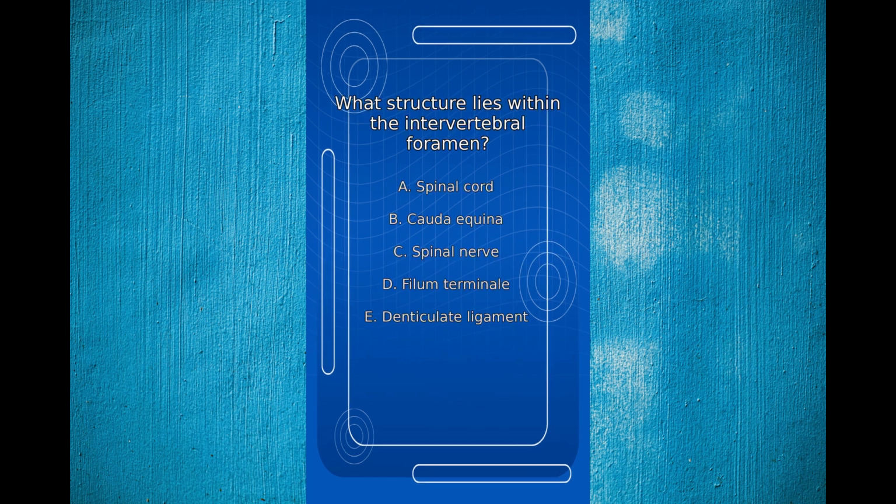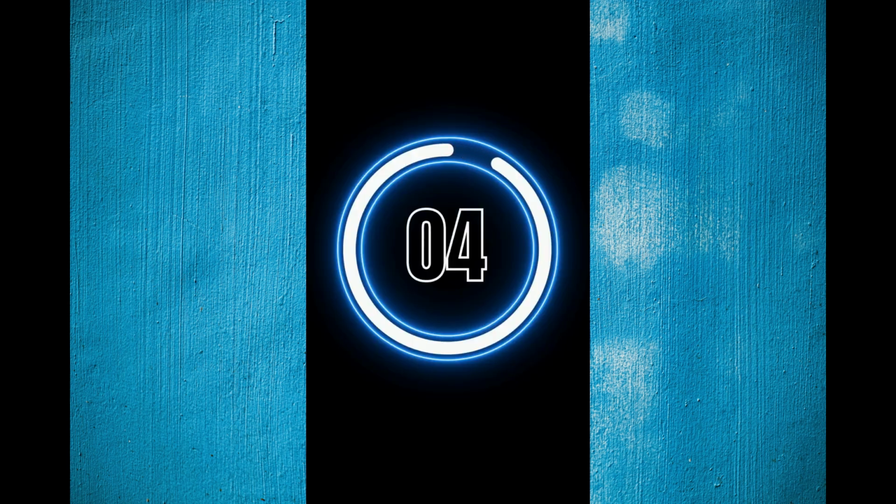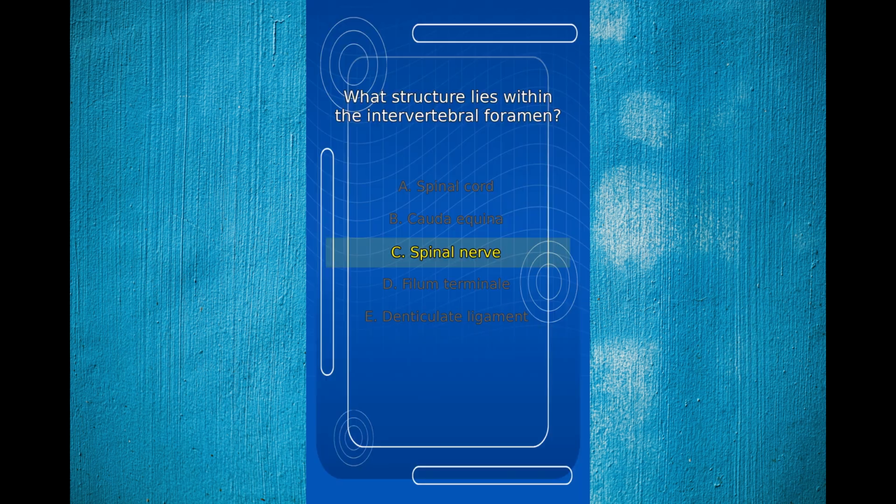What structure lies within the intervertebral foramen? The correct answer is C. Spinal nerve. Spinal nerves exit the vertebral canal via the intervertebral foramen.